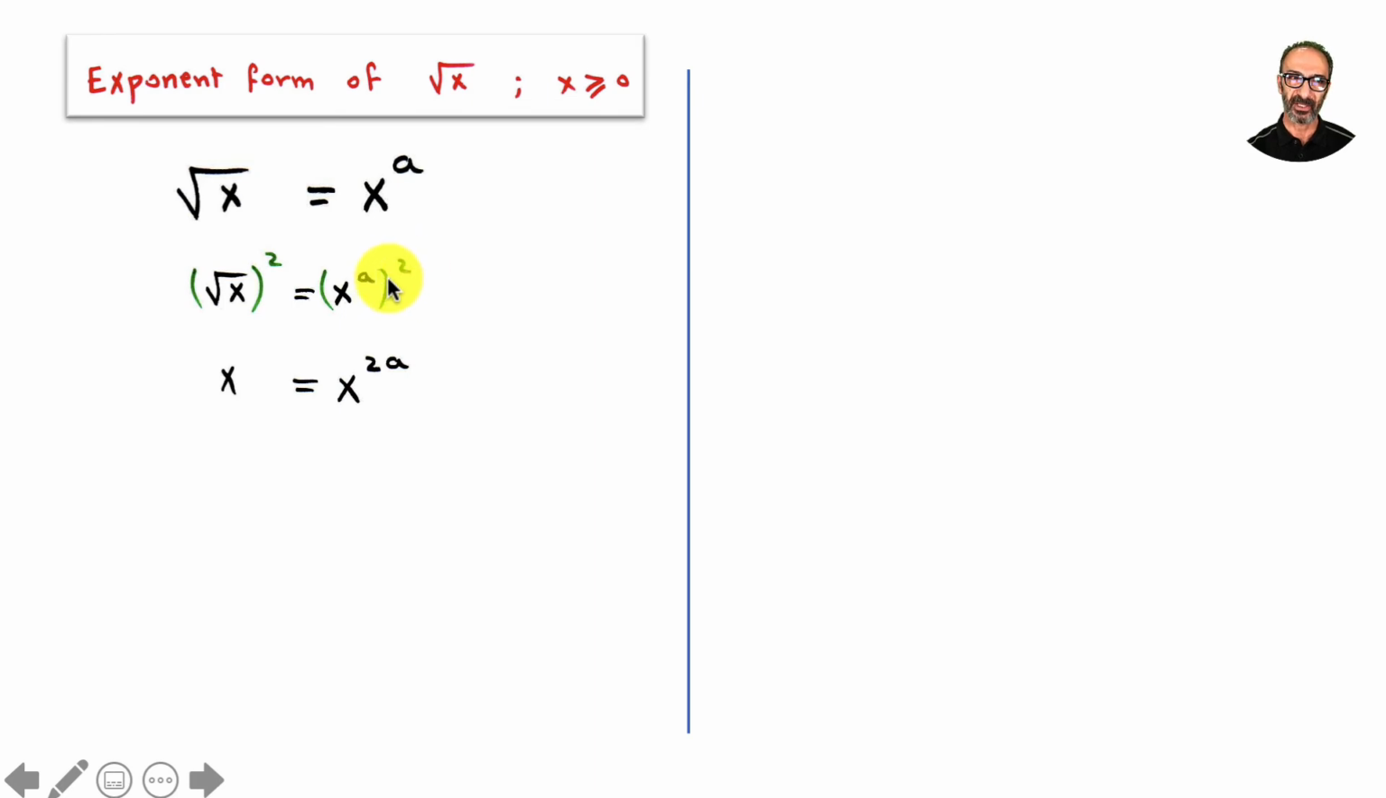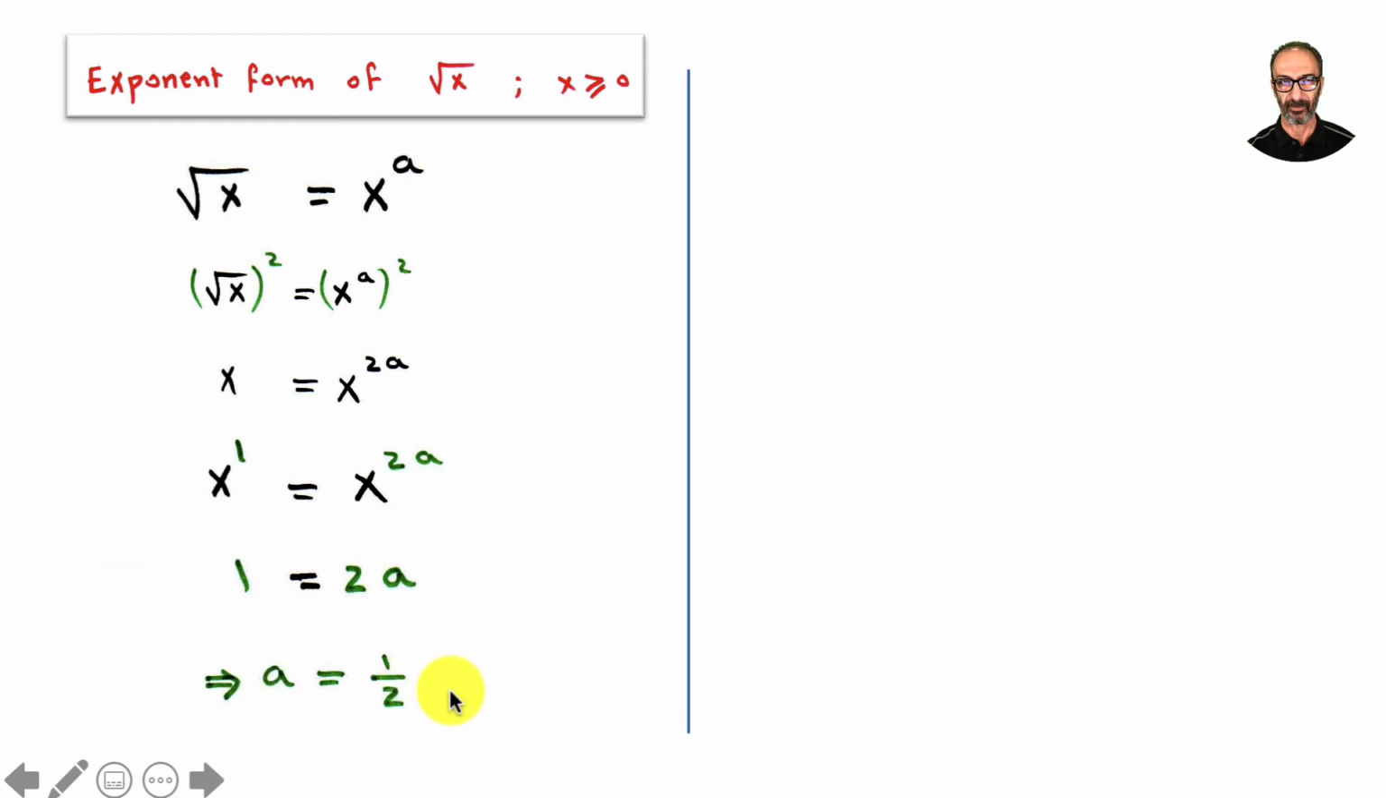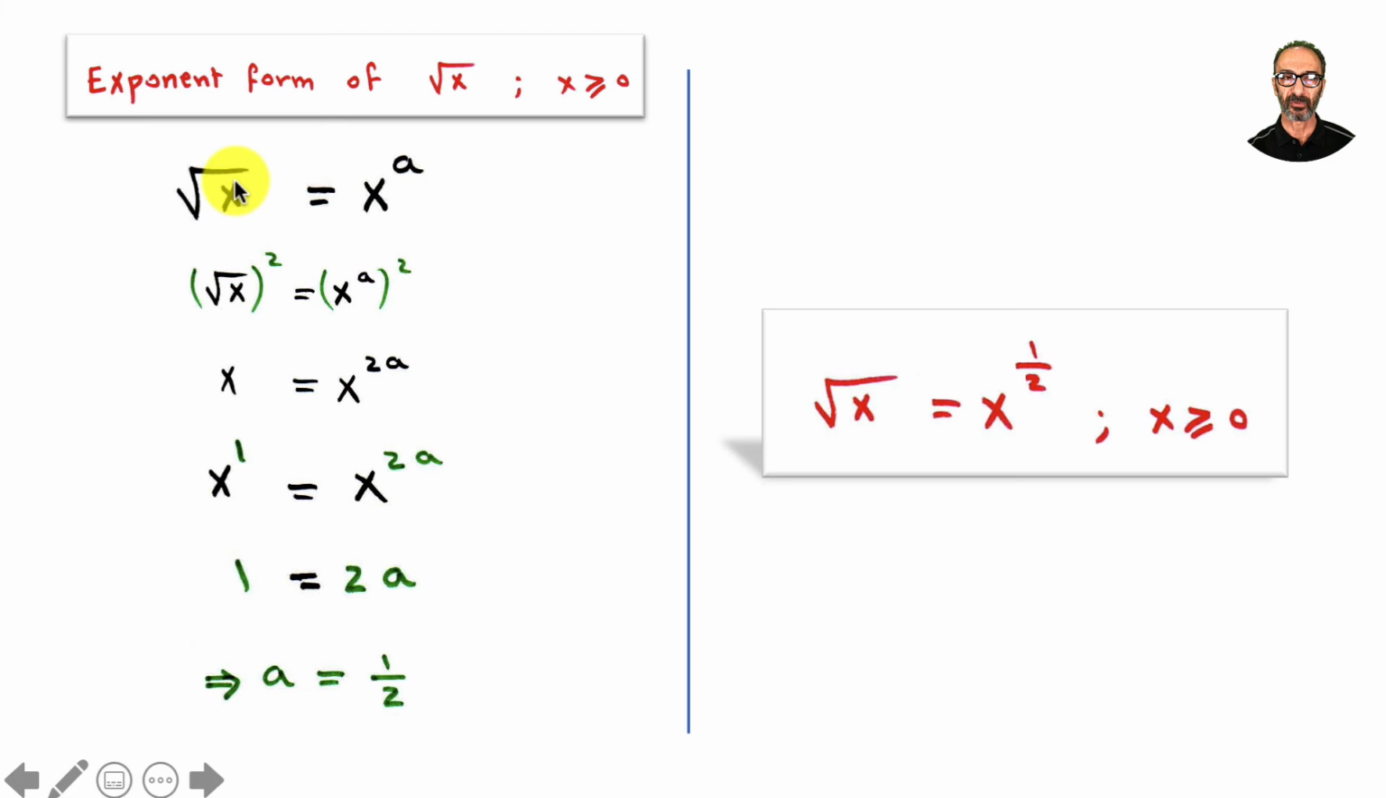On the right side, you multiply the exponents: 2 times a. I'm not going to write a2, it doesn't sound right, even though it's correct. So I'm going to write 2a. This is x to the power 1, right? It's not shown, but we agree on it. If x to the power 1 equals x to the power 2a, the exponents should be equal because the bases are equal. So 1 equals 2a, divided by 2, I get a equals half. Let's go back to the problem. The square root of x equals x to the power a, but a equals half, so that's how you write it down. Of course, provided that x is greater than or equal to 0, because we can't have a negative here.